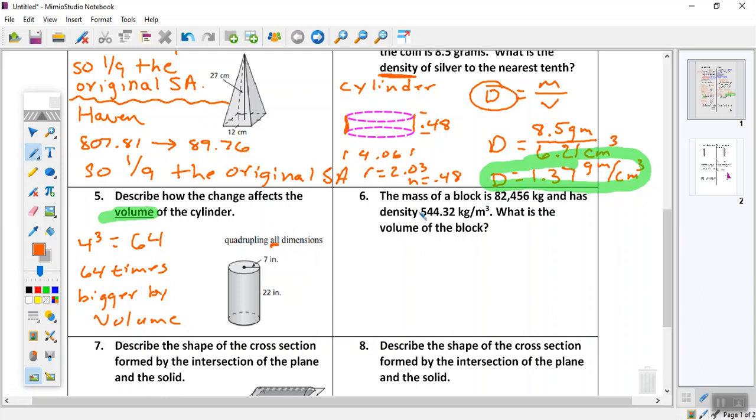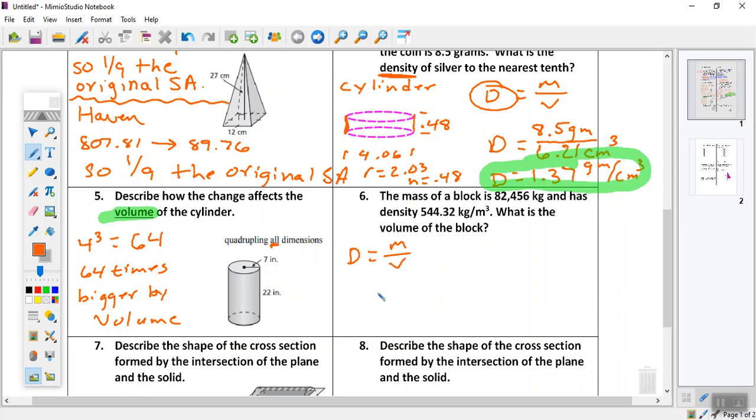6 says the mass of a block is what? And our density is this. What's the volume of the block? Well, no problem. Use your formula again. Density equals mass over volume. Let's roll. By the way, check out your mass. How is mass measured? Kilograms. How about the mass part of my density? Is that measured in kilograms? Are we good on units then?